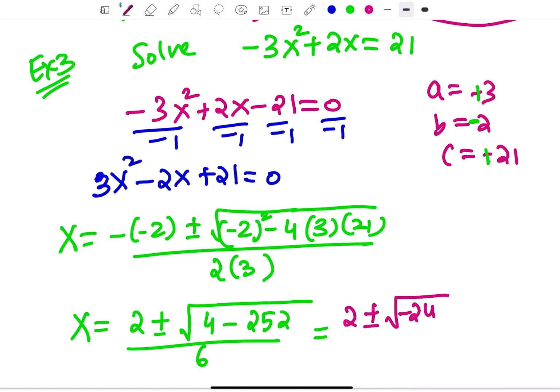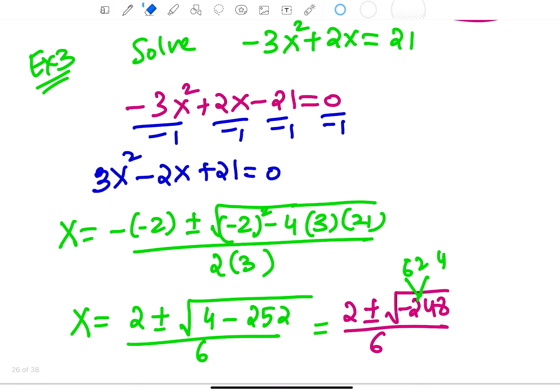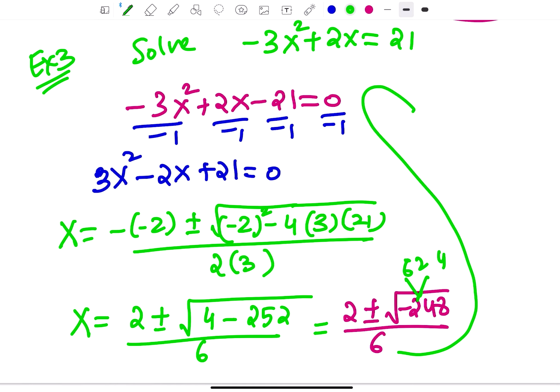And we can pull out an i. And we can also break 248 into 62 times 4, since 62 times 4 is 248. We can pull out a square root of 2 from here. So that's going to be x equals 2 plus minus, we can pull out a 2i, square root of 62, divided by 6.